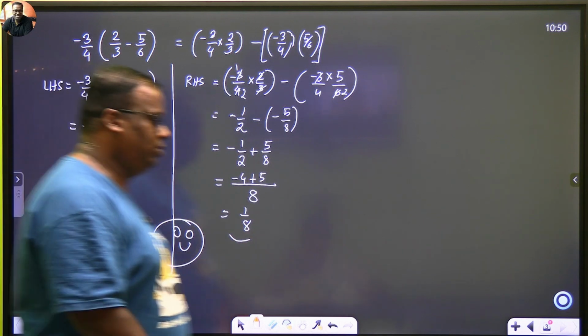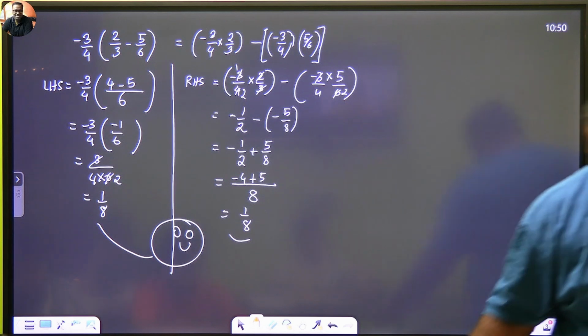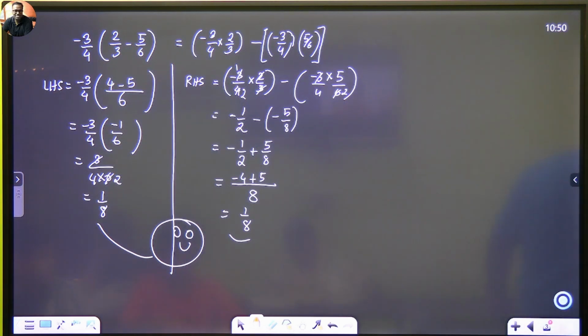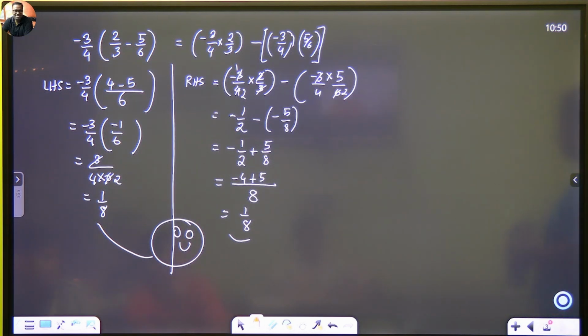Hence it is proved. Anyone who has not understood any step, please feel free to ask. If you don't understand and remain quiet, then you are an IDIOT. You know what is IDIOT?